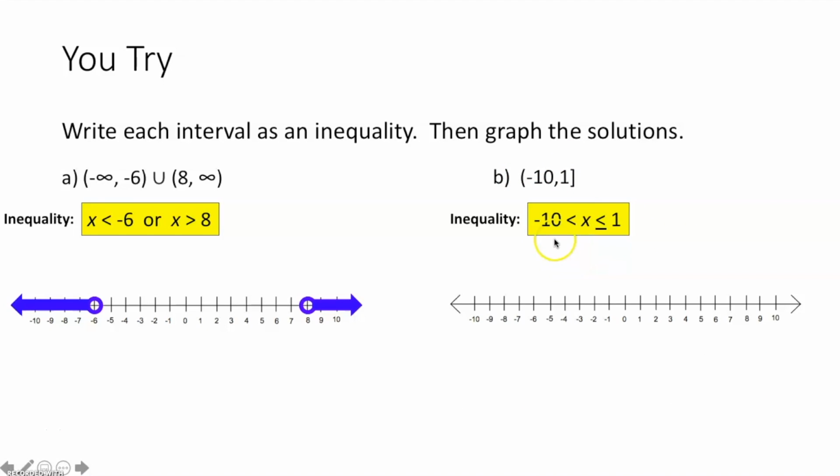Next, when we graph it, even easier. At -10, since there's no equal sign, we put an open circle at -10. And then at 1, since there's an equal sign here, we put a closed circle at 1. Since it's an and compound inequality, we shade in between, and we're done.